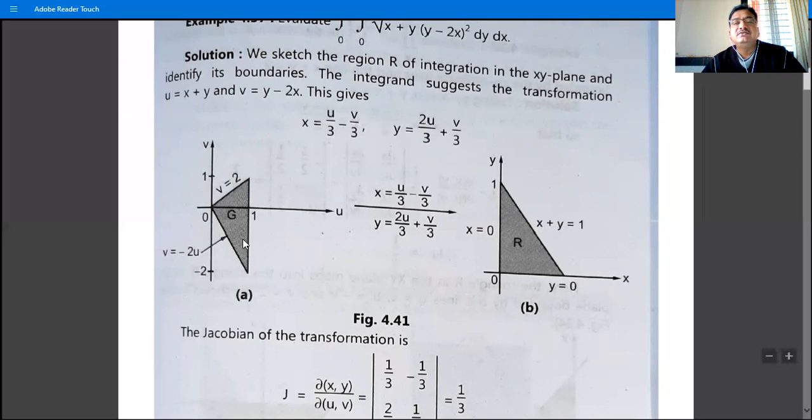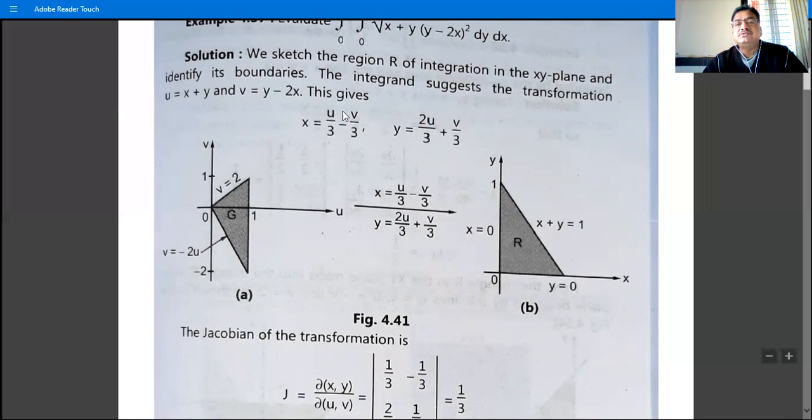So this is the line u is equal to 1, parallel. This is the xy axis, now the uv axis, and u is equal to 1. This line x plus y is equal to 1 converted to u is equal to 1. U is equal to 1 is this line, that is parallel to the v axis, and at a distance 1 from the origin. This is the line u is equal to 1. So x plus y converted to u is equal to 1.